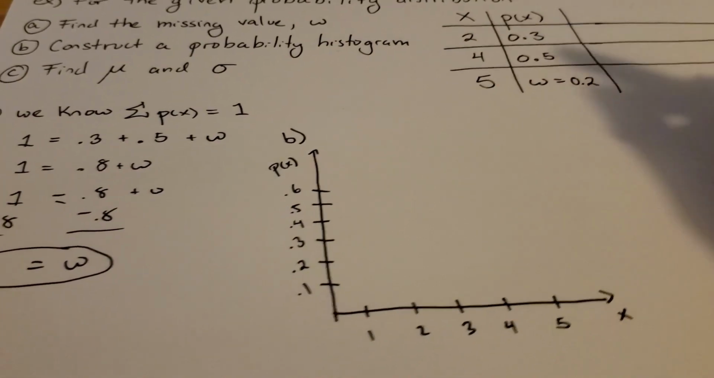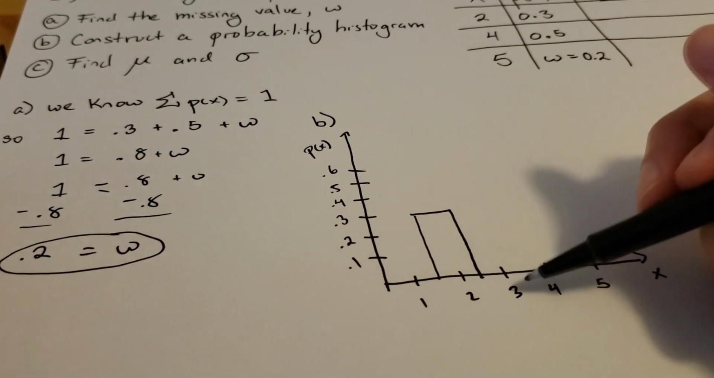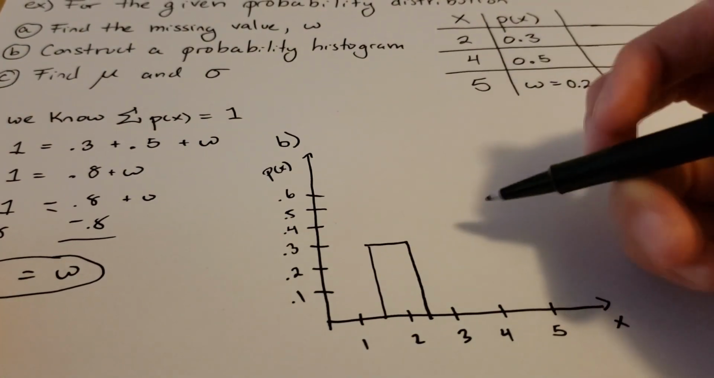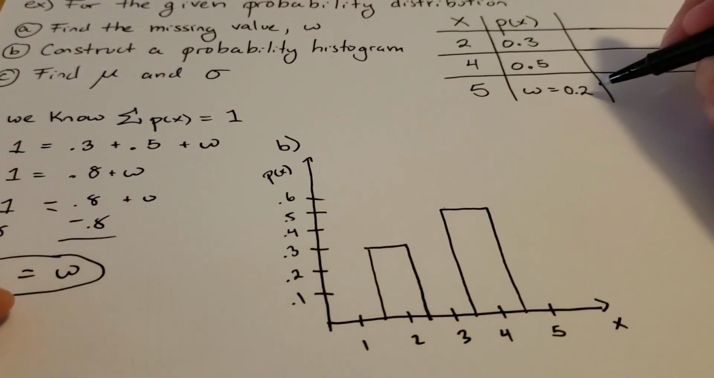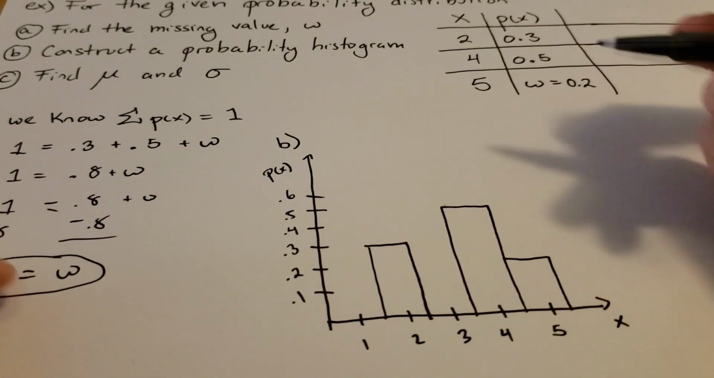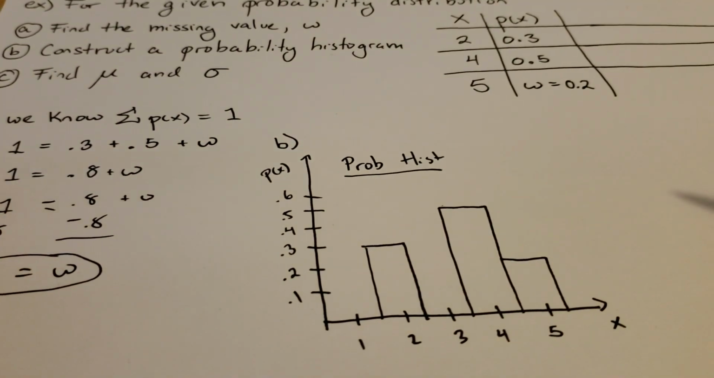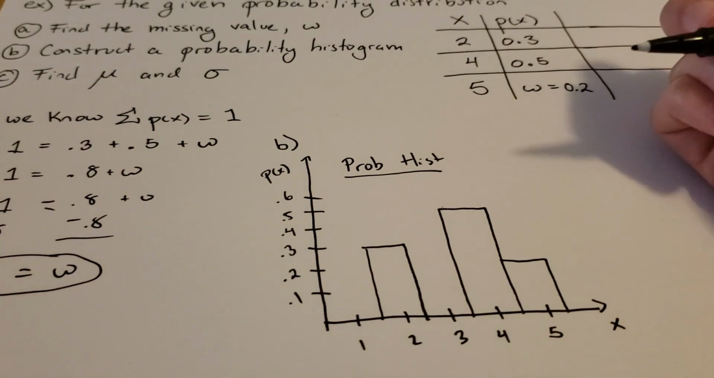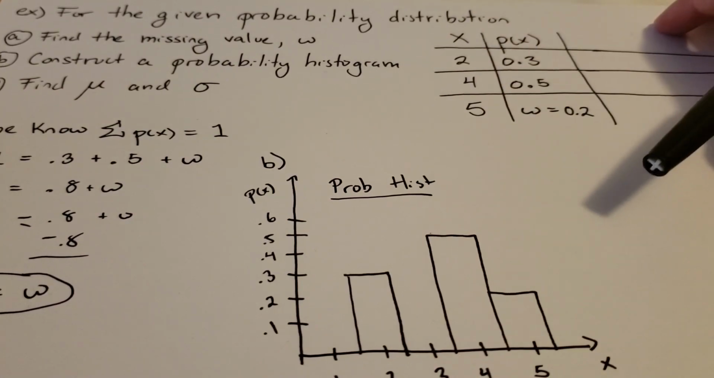So 2 has a probability of 0.3, so we're going to give 2 a bar of that height. And then 3 doesn't show up here, so we don't give it a bar. 4 has a probability of 0.5, so we're going to give it a bar of that height. And then 5 has a probability of 0.2, so we're going to give it a bar of that height. Okay, and then this should have some title. I'm just going to call it probability histogram because we don't have any story behind it, so we can't really name it anything relevant to the situation. We just know the possible outcomes and what their probabilities are.